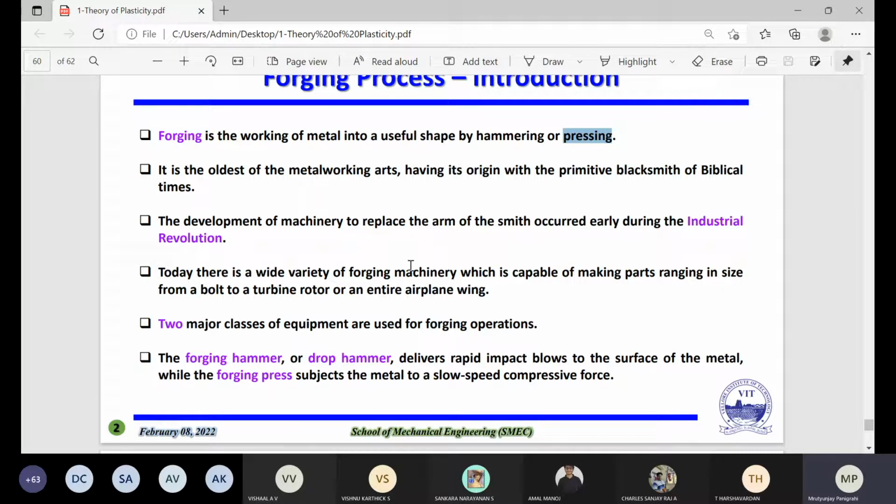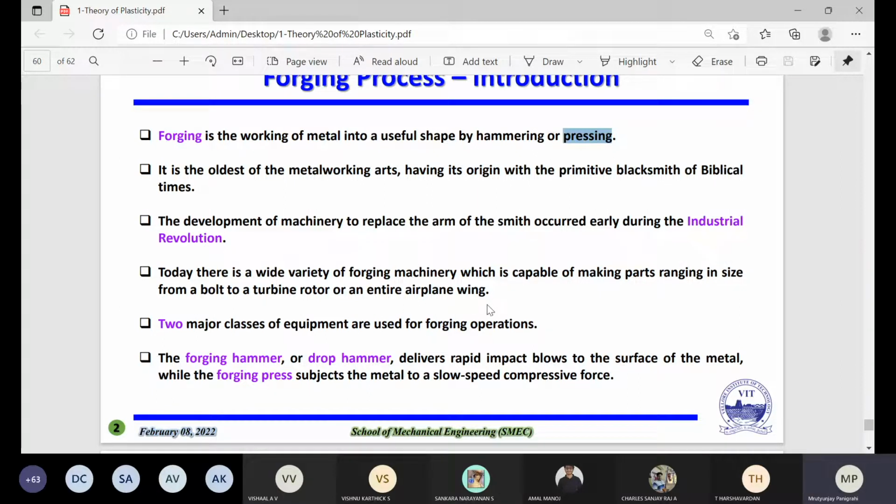The development of machinery to replace the arm of the smith occurred early during the Industrial Revolution. From forging onwards, it went on to the Industrial Revolution. And today there is a wide variety of forging machinery capable of making parts ranging in size from a bolt to a turbine rotor or an entire airplane wing.